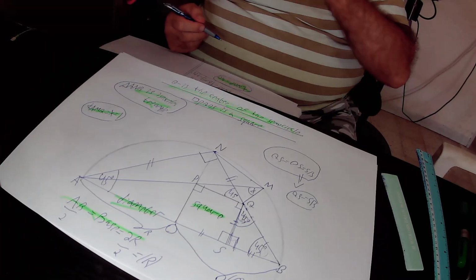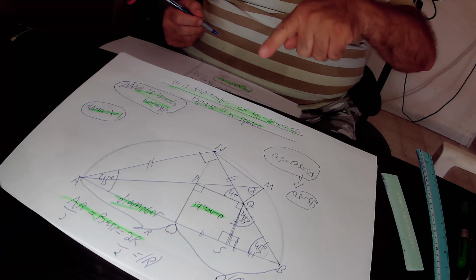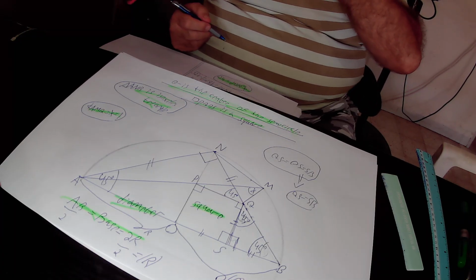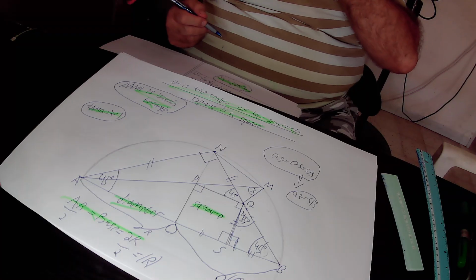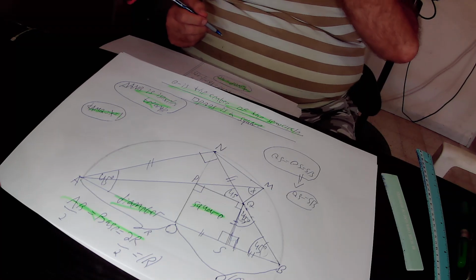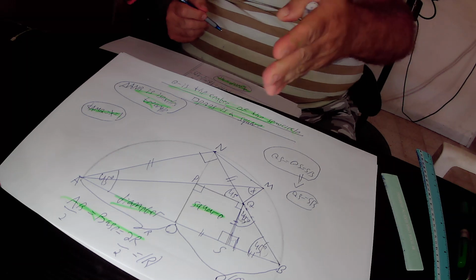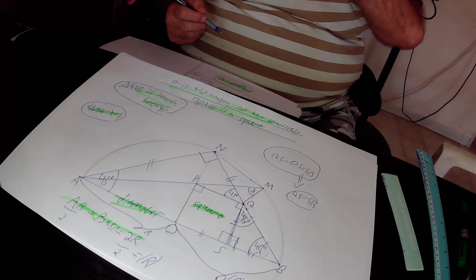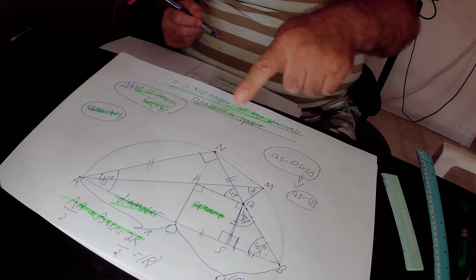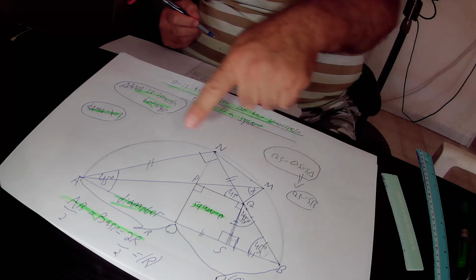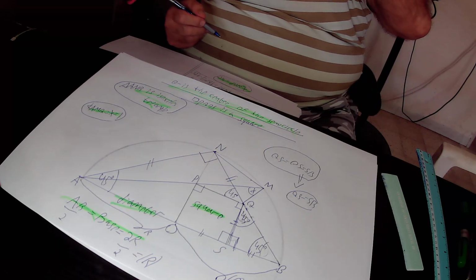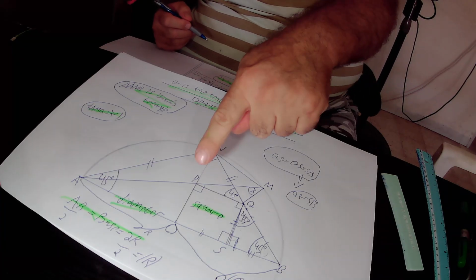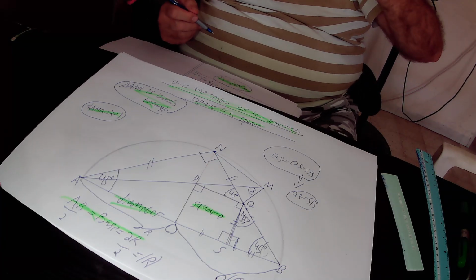But the question is where the perpendicular to the base AB will touch the base AB. The perpendicular to the base bisects the base. That is to say, it divides the base into two halves. Therefore, the perpendicular from point N will touch AB at the midpoint of the base AB. Again, the perpendicular from point N will touch the base AB at the midpoint of the base AB.